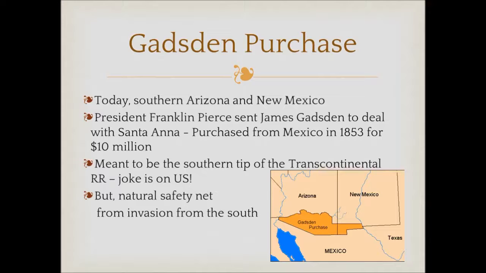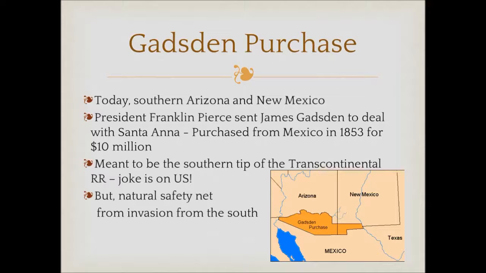And Gadsden says to Santa Anna, can we please buy this? I know you hate us, but we paid 15 million for all that land that we got from you. We're willing to pay you $10 million for this little tiny section. So the plan was for the United States to run the Transcontinental Railroad through this territory. The problem is Polk or Pierce or nobody else ever thought to send somebody down to check the area out to see if we could build a railroad there. And guess what? We couldn't.